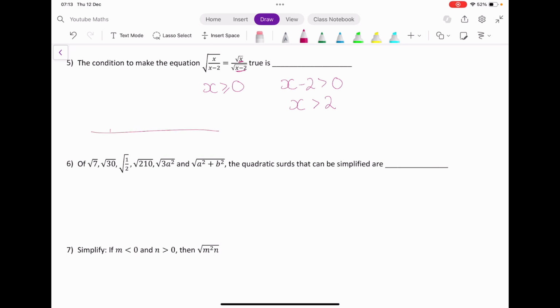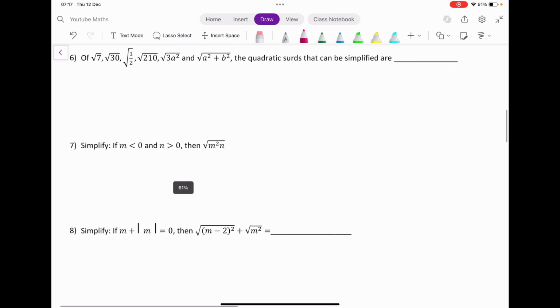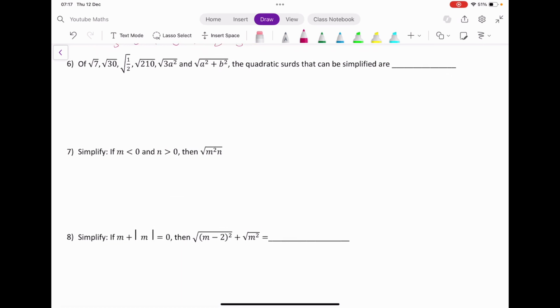And if you look at that on your number line, let's do x is greater than or equal to 0, x is greater than but not equal to 2, so the times when they are together is this part, which means that the condition for it to be correct, it has to be greater than 2. Okay, looking at number 6, now we want to know of these surds which can be simplified.